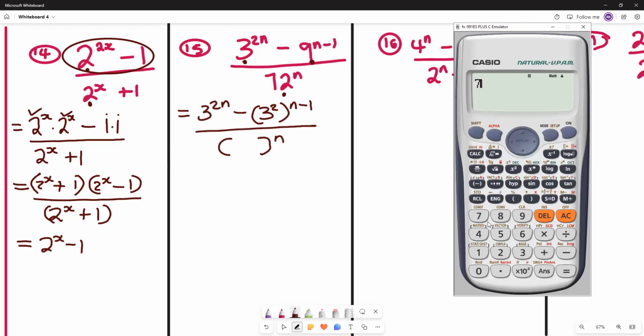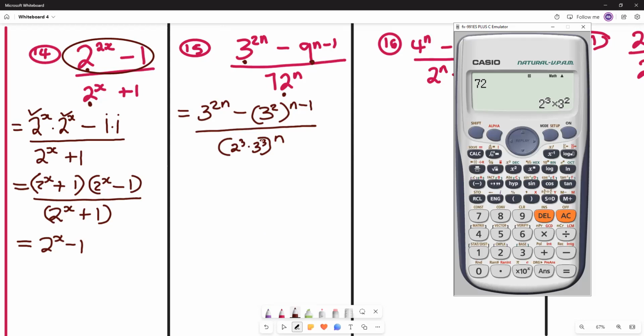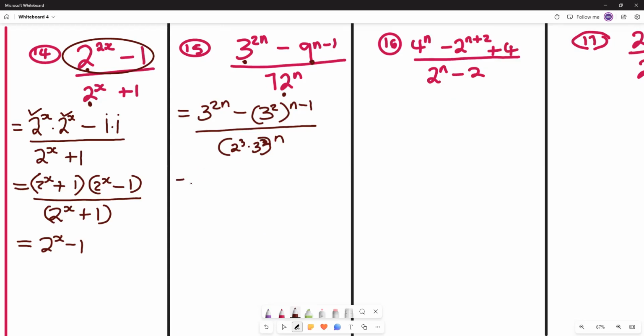All over. Let's check what 72 can be represented as. So we're going to say, okay, we have 72 equals, it can be represented as 2 to the power 3 dot 3 to the power 2, if I'm not wrong. Let's check. Okay, sharp. And then now we can simplify. You're going to have 3 to the power 2n minus 3. Remember, this 2 will multiply the n and the negative 1. So 2 times n is 2n. 2 times negative 1 will be minus 2. All over. This must multiply with that as well. So you're going to have 2 to the power 3n dot 3 to the power 2n.